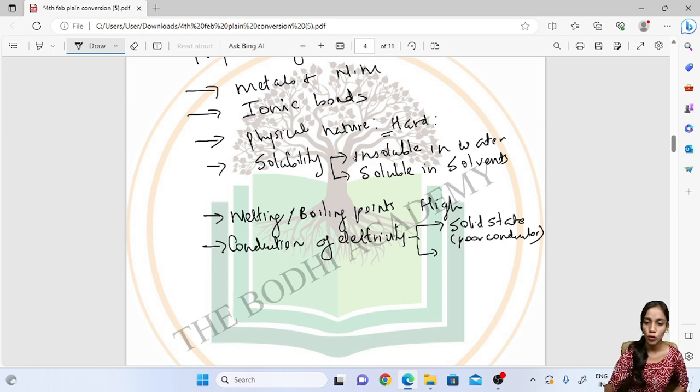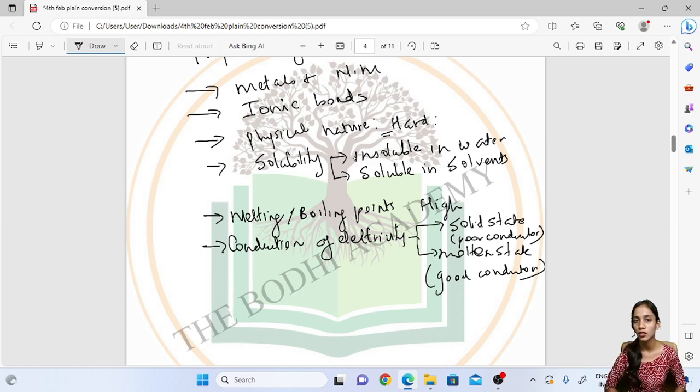But in the molten state, they are good conductors of electricity. So what will happen in the molten state? When you melt them, they overcome the forces of attraction between the positive and negative charges, and they will be able to move freely and conduct electricity. So these are some of the most important properties of ionic compounds.